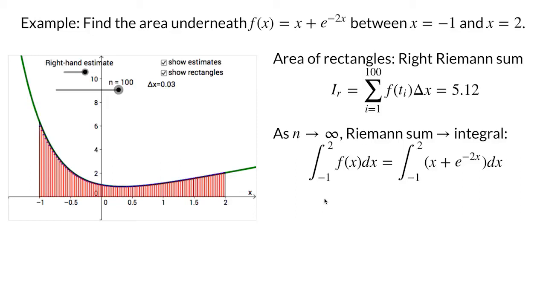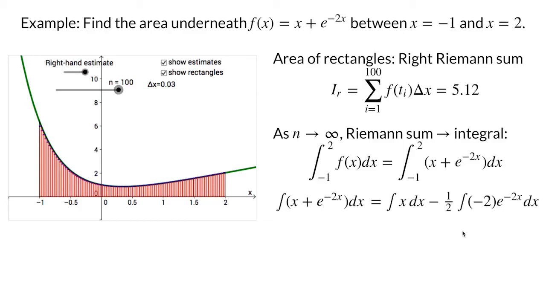The area under the function f of x, for x between negative 1 and 2, is therefore the integral from negative 1 to 2 of f of x dx, which, since our function f of x is x plus e to the negative 2x, is the integral from negative 1 to 2 of x plus e to the negative 2x dx. We can now jettison our Riemann sums and instead use the fundamental theorem of calculus to calculate the area given by the definite integral.